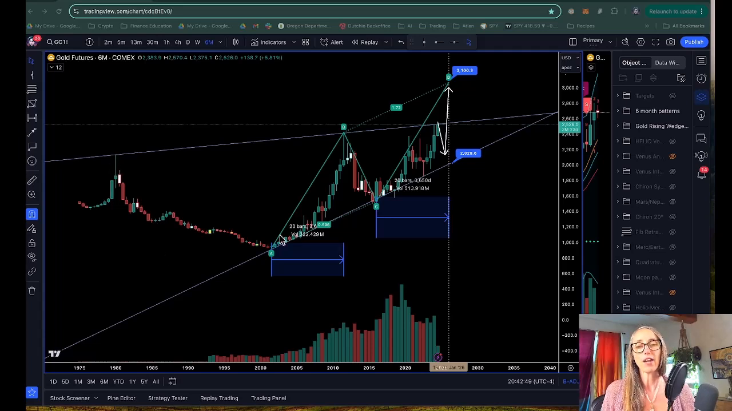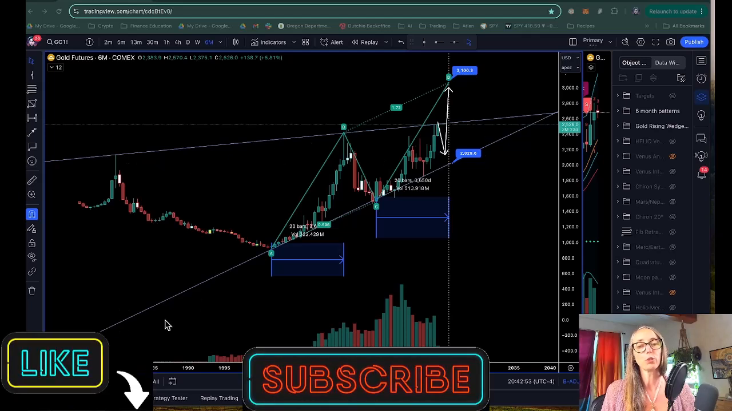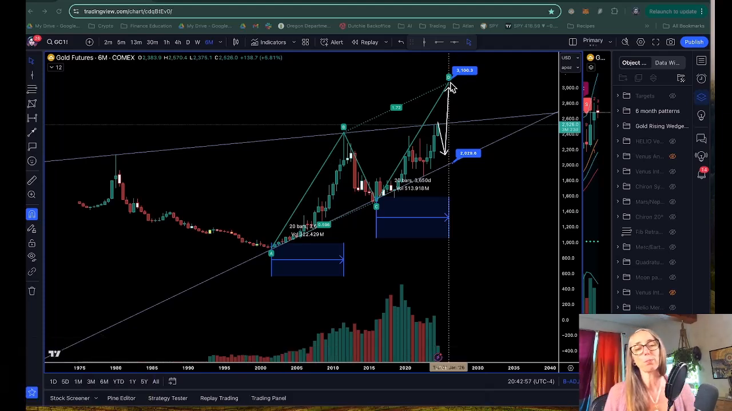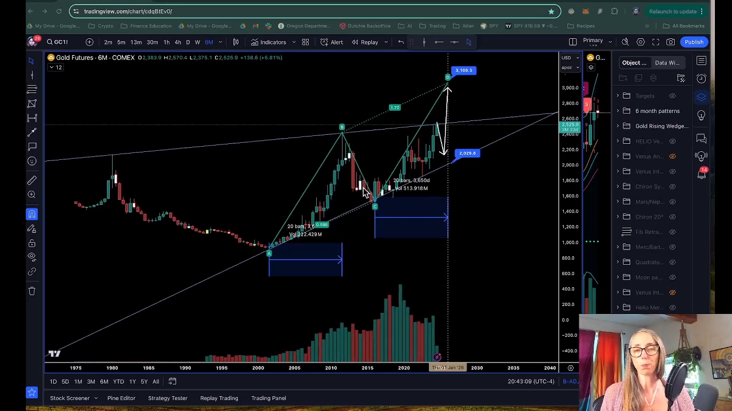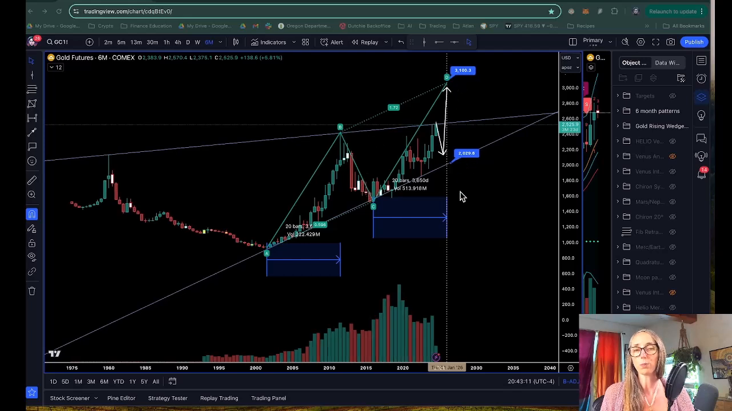So we have this rising wedge, which is outlined with the blue lines here. And then we have an ABCD pattern that comes to completion between January 1st, 2026 and July 1st, 2026, with a target of $3,100. So that kind of guides the overall perspective, which is that I am a long-term gold bull.